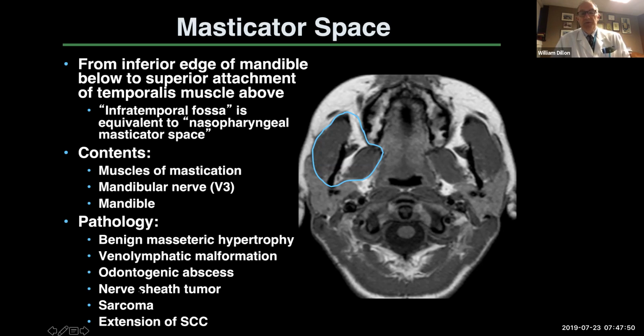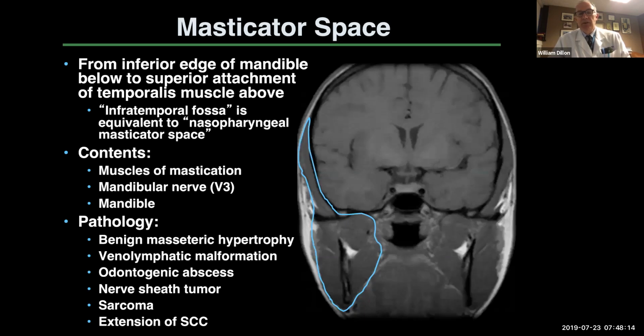One can see nerve sheath tumors because there are branches of the nerves down to the teeth, the alveolar nerve. Sarcoma, such as rhabdomyosarcoma, and of course, extension of squamous carcinoma. So a lot of things can involve the masticator space and give rise to pain when you open or close your mouth, okay?